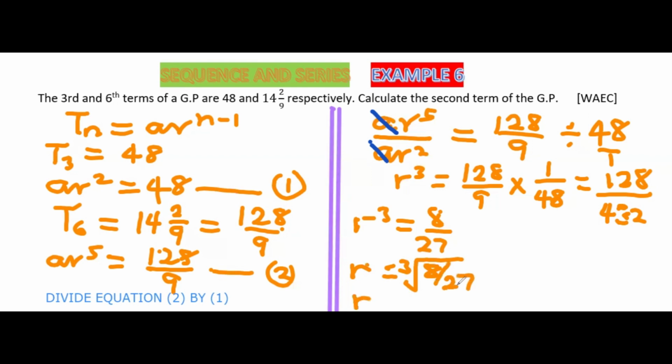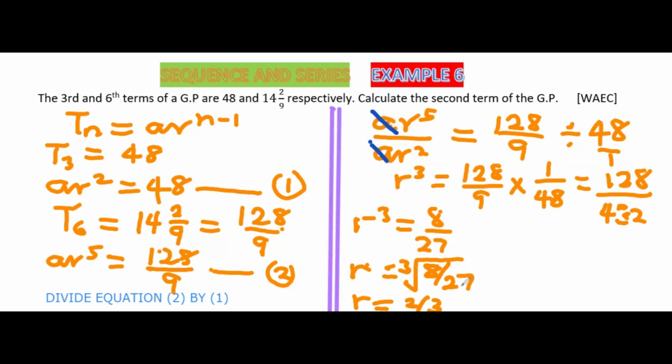This means r equals the number that multiplies itself 3 times to give 8, which is 2 times 2 times 2. That means the cube root of 8 is 2. And the number that multiplies itself 3 times to give 27 is 3, since 3 times 3 times 3 is 27. So our common ratio r equals 2 over 3.